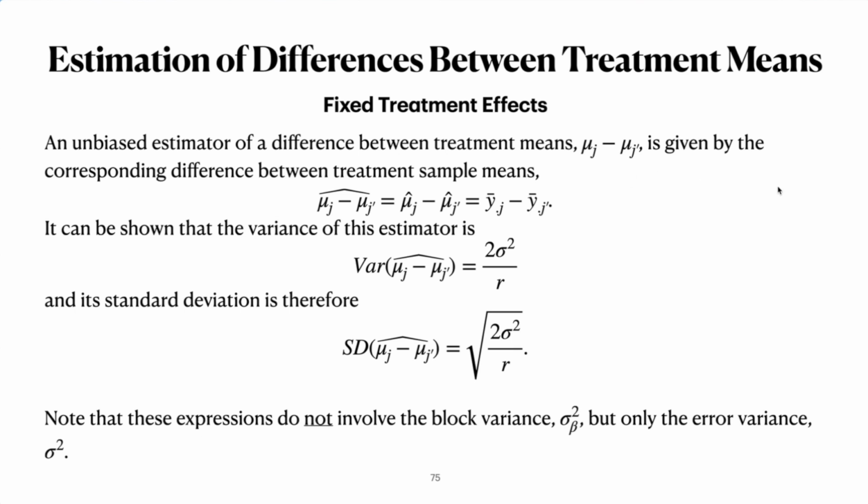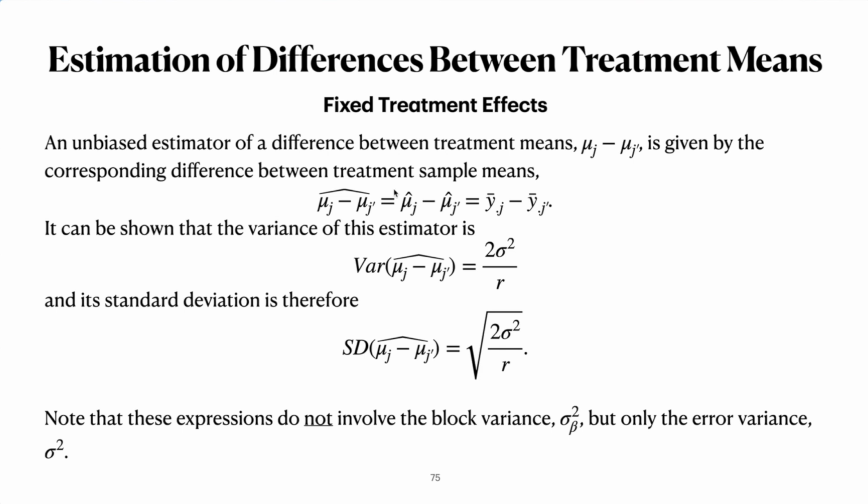Now, an unbiased estimator of a difference between treatment means, mu sub j minus mu sub j prime, is given by the corresponding difference between the treatment sample means. All right, and so look here at the right-hand side. And this is why we had to know how to estimate the individual treatment means first, because we use those in constructing these estimators of, for example, an estimate of a difference between two treatment means. And so y bar sub dot j, that is the mean of the observations that receive treatment j, and then y bar sub dot j prime, that is the mean of the observations that received treatment j prime. And because each of those is an unbiased estimator for the corresponding treatment mean, that is how we come up with an unbiased estimator for the difference between the two treatment means.